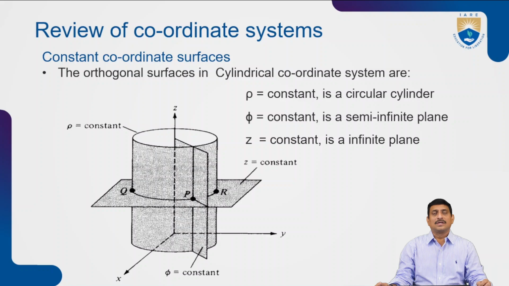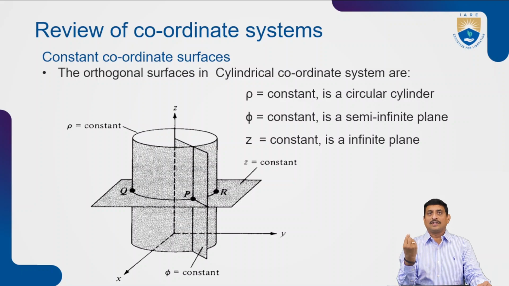Let us now look at the constant coordinate surfaces in the cylindrical coordinate system. The first one I will take is rho equal to constant. I will take the radius of a cylinder as constant, and I will vary phi as well as z. Phi is moving from 0 to 2 pi, which means it is one full circle rotation of the azimuth angle.